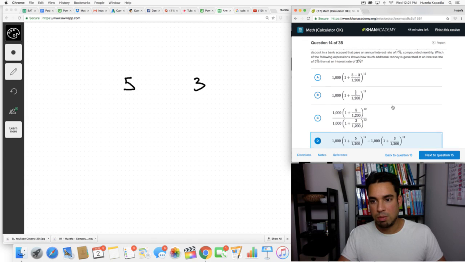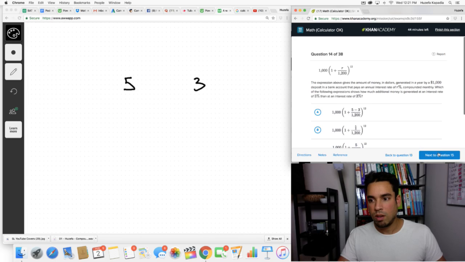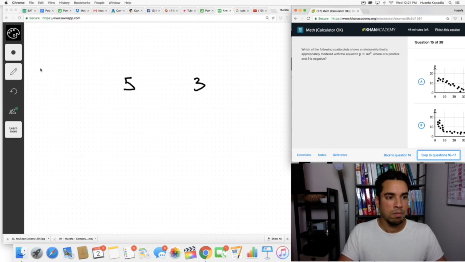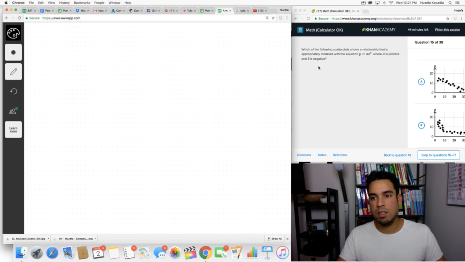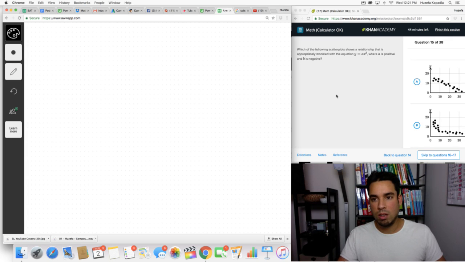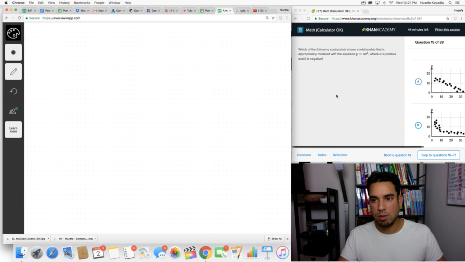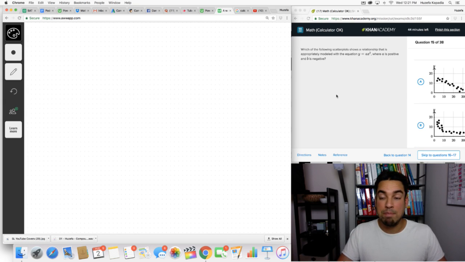So this is our best bet right here. We don't even need to do the calculation. All right, next let's go with this guy. Which of the following scatter plots shows a relationship that is appropriately modeled with the equation y equals a? It's an exponential equation where a is positive and b is negative.